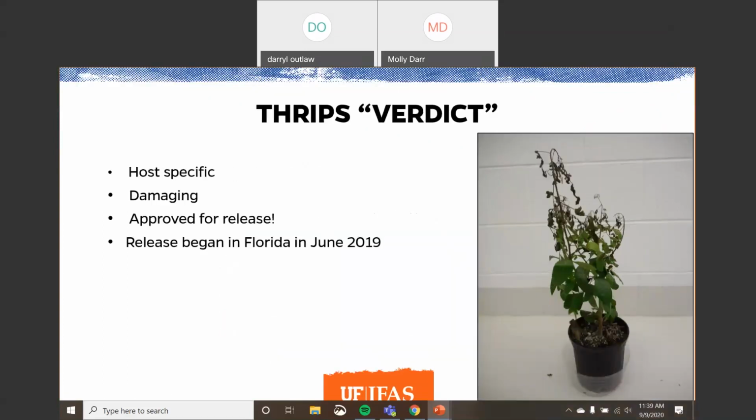So the verdict on the thrips: they are host specific. They'll only feed and reproduce over time on Brazilian peppertree. They're very damaging. They are approved for release. And unlike the leaf gallers, releases began in Florida back in June of 2019. Okay. Next.